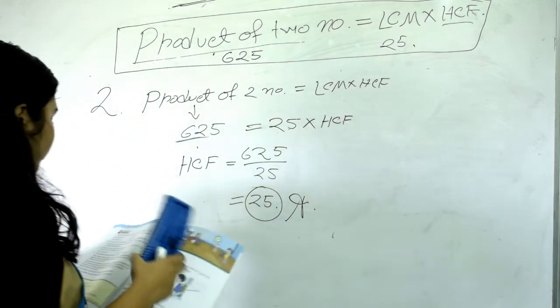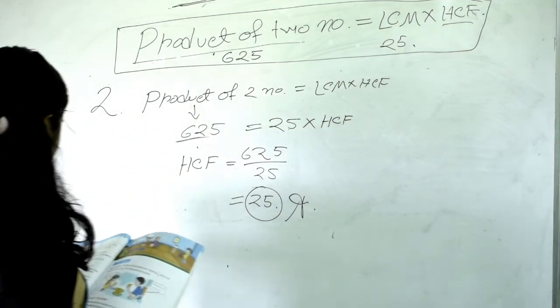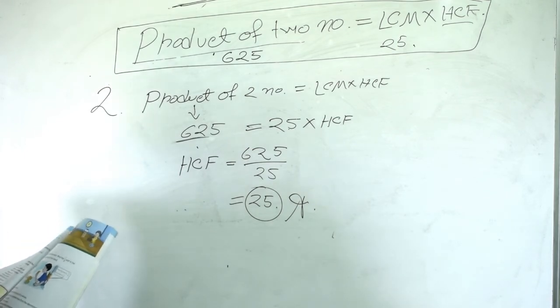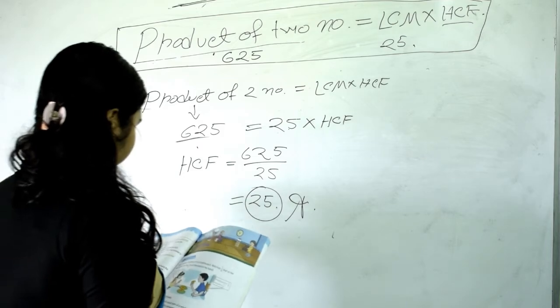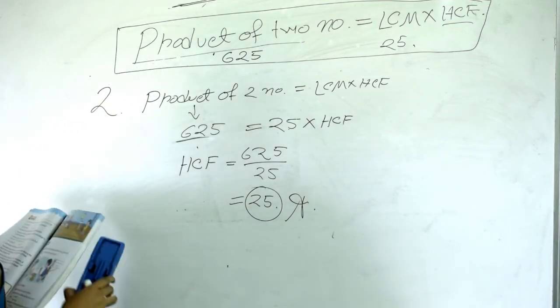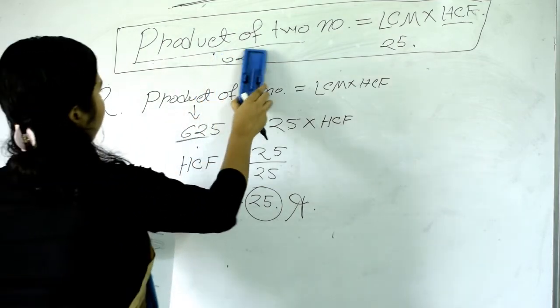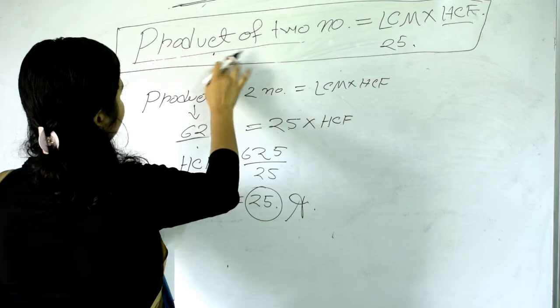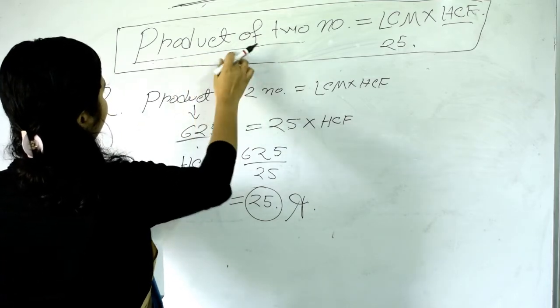Now question number 3 is also similar. The product of the HCF and LCM of two numbers is 1280 and one of the numbers is 32. Find the other number. That means one number is given.